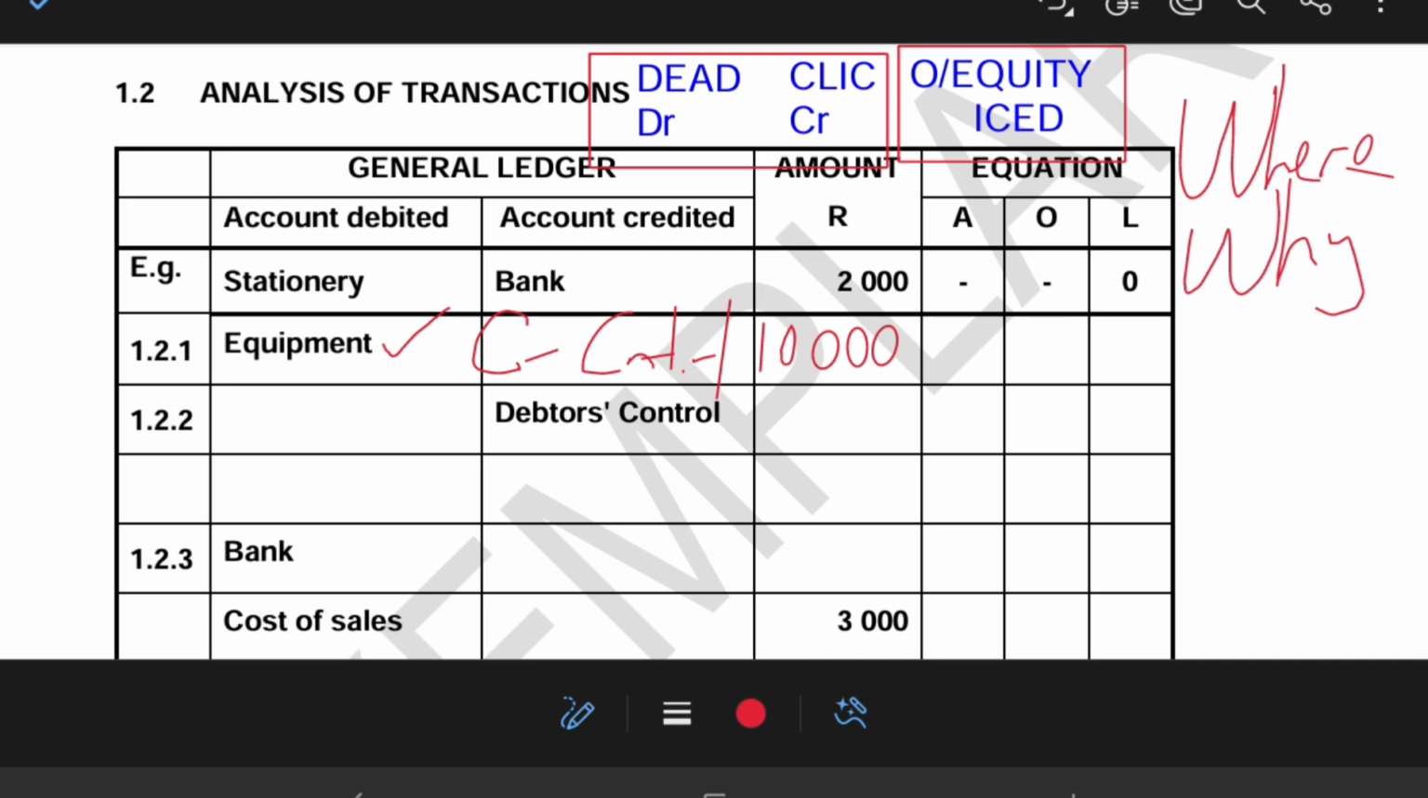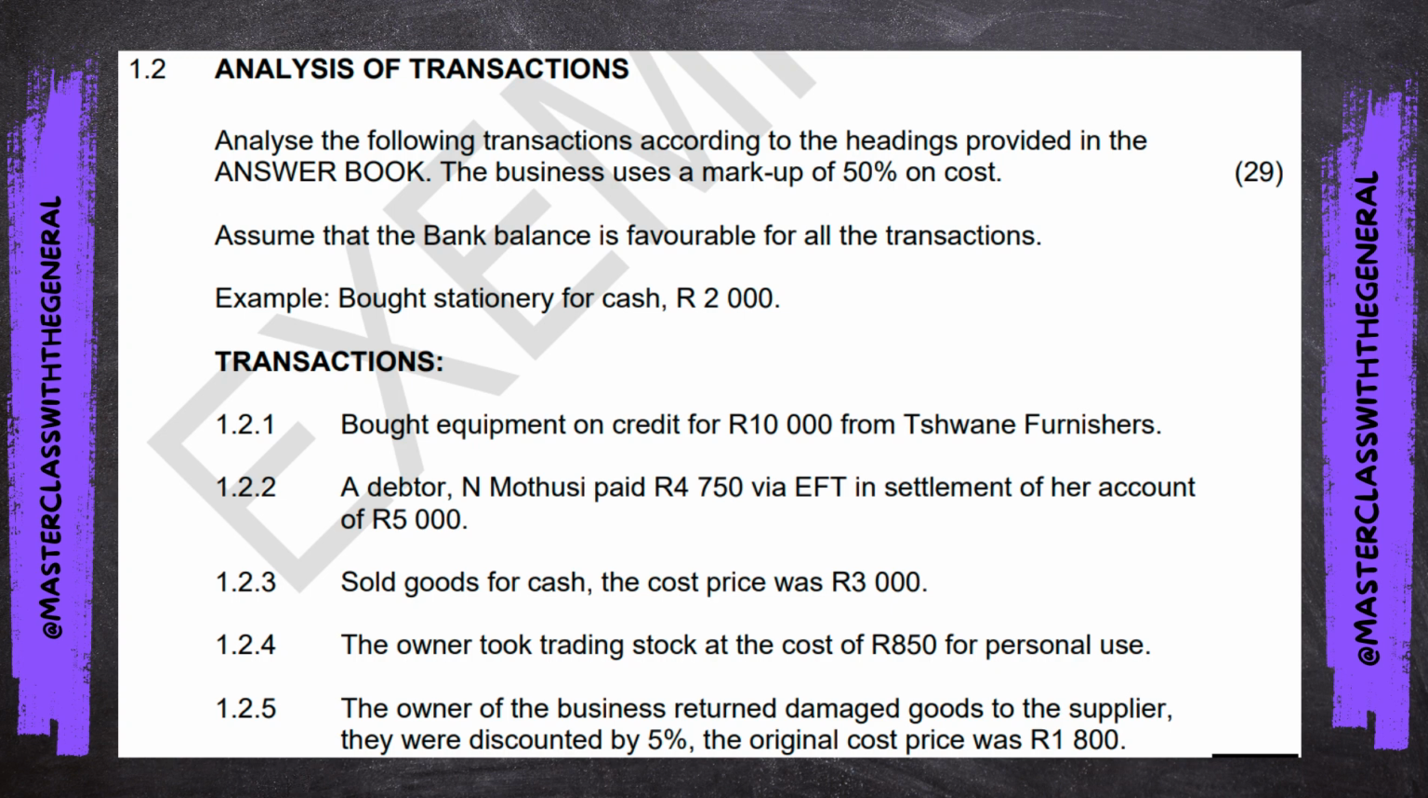All right. Then let's look at where does it affect. Now, equipment is assets. So assets are increasing because we now have more equipment. So it's a plus. What about owner's equity? In this transaction, do we have income? Do we have capital? Do we have expenses? Do we have drawings? No. So we don't have that. So it's going to be 0 over here. And then liabilities. We've got creditors control. Our liabilities are increasing.